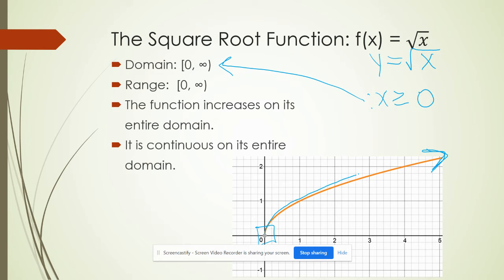Tracing the graph from left to right, I am increasing even though it gets less and less and less over time, but it is still increasing for the entire domain, which would be 0 to infinity with parentheses. It is continuous because, again, from the left side to the right side as I'm tracing it, I don't have to lift up my pencil.